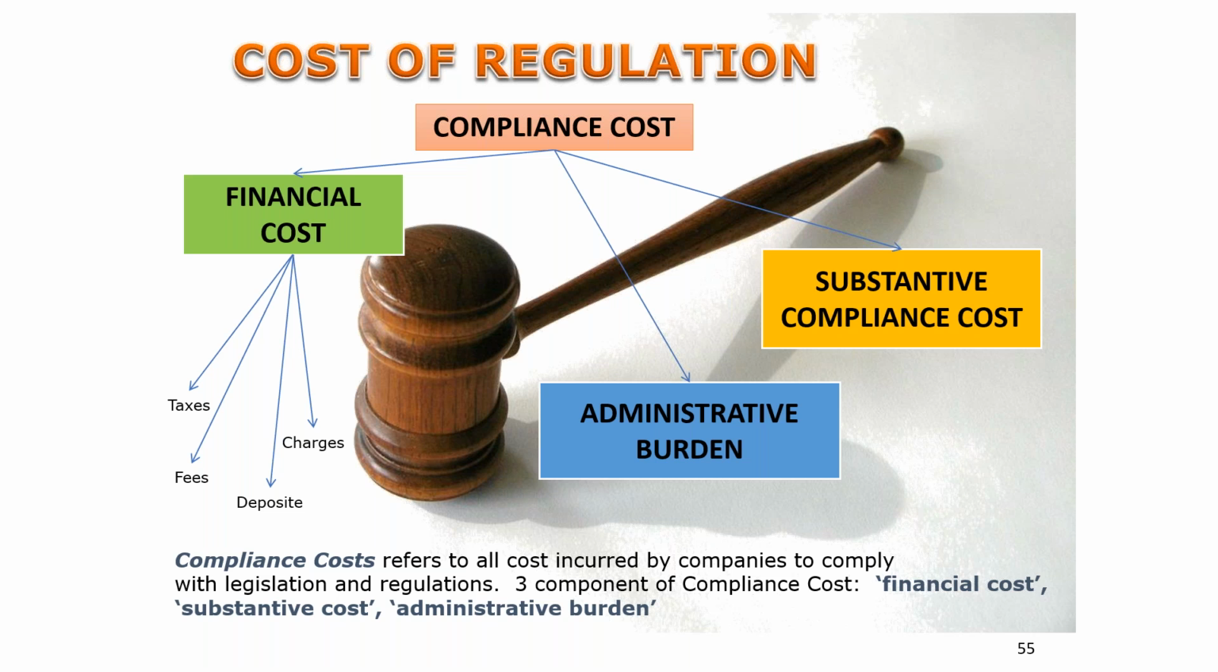So substantive compliance costs, meaning if the new regulation is introduced, what will be involved in terms of installation of new machinery, employing of new workers, and so on. Those will be the substantive costs. Administrative burden will be what kind of record keeping, what kind of data collection will be required of the organization in complying with the regulation. And then, of course, you have financial costs, which will be what are the fees, what are the taxes, and what are the charges that they have to pay as a result of the introduction of this regulation.